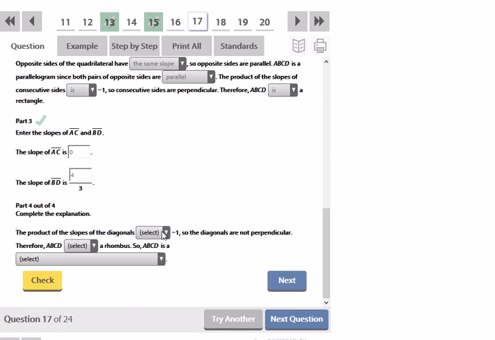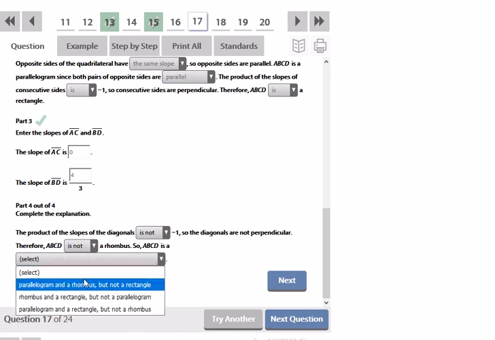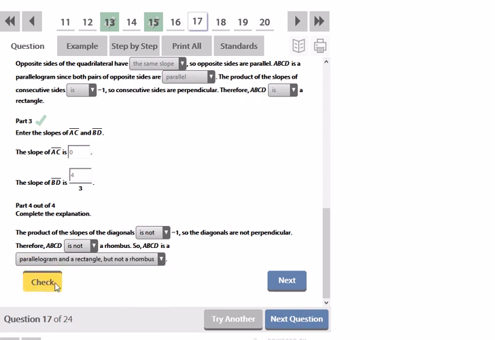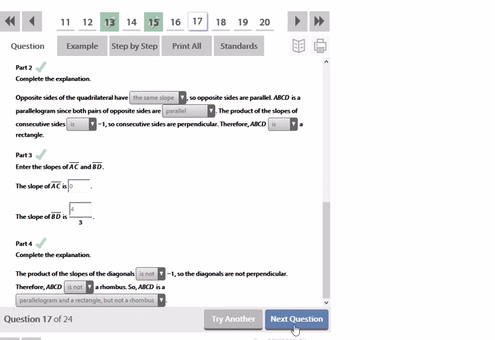So the product of the slopes of the diagonals is not -1. So the diagonals are not perpendicular. So this is not a rhombus. So this is a parallelogram and a rectangle, but not a rhombus. And that's correct.